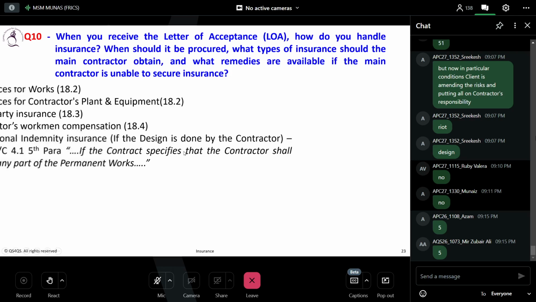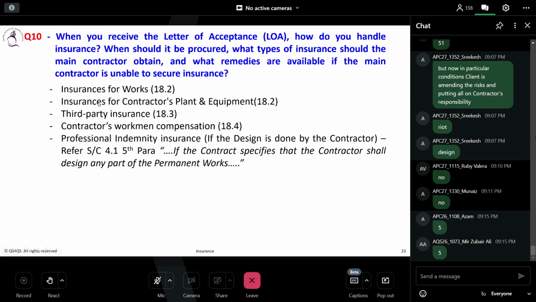So yes, insurance for the works, 18.2; insurance for the contractor's plant and equipment, 18.2. Third party insurance: what is the third party insurance? Insurance against injury to the person and damage to the property. As I told you, it is not the contractor's personnel. And the next one, 18.4, contractor's workmen's compensation, so insurance for the contractor's personnel.